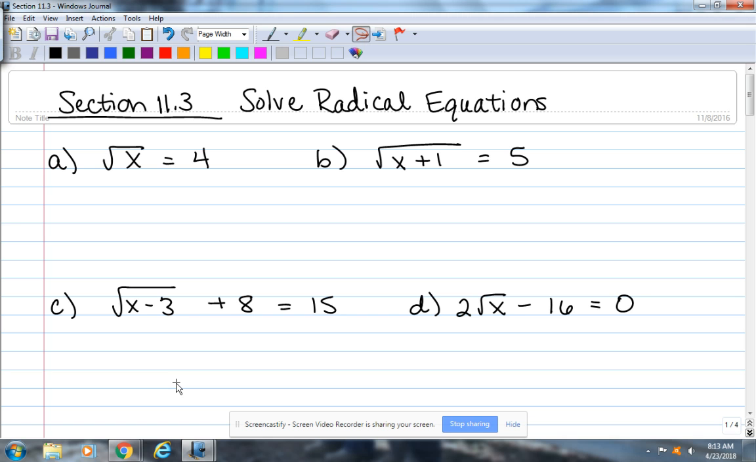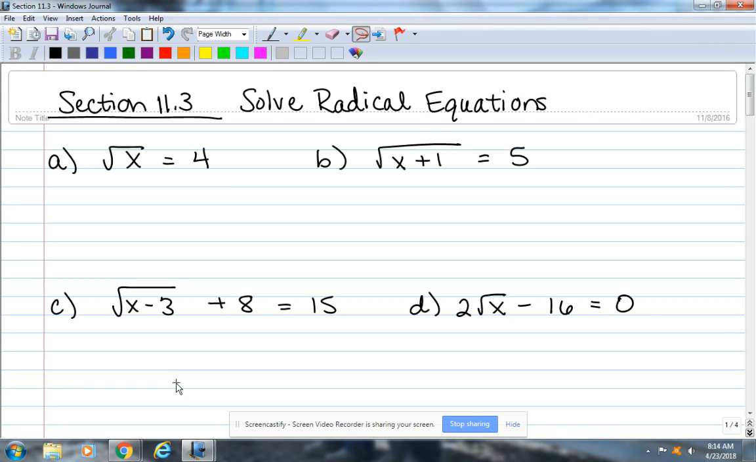Question 11.3, which is solving radical equations. Well, a radical equation is just an equation, which means it has an equal sign, and there's also a radical in it, which is a square root. Now, we've talked a little bit before about what mathematically is the inverse of taking a square root.